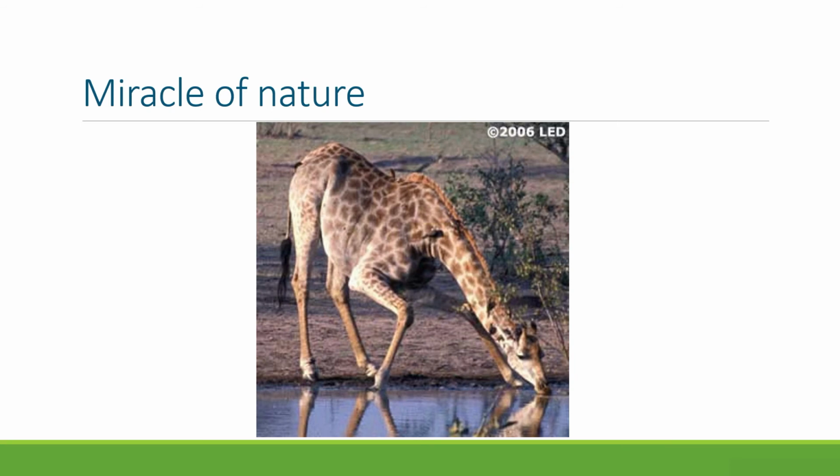You have a giraffe that gets thirsty and needs to drink water, and as it drops its head, all the blood runs into the brain and kills the giraffe. That's a problem. The miracle is it actually has a sponge-like organ just short of the skull that soaks up all the blood, therefore not killing the giraffe.